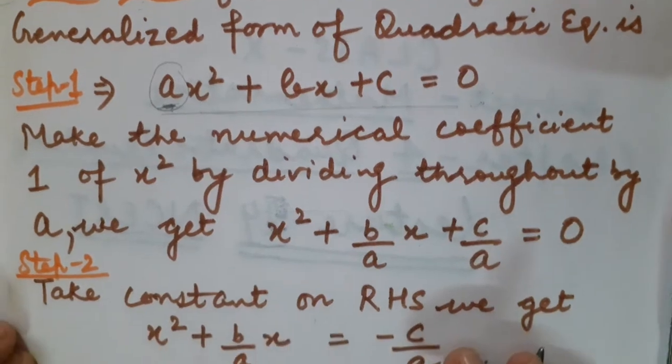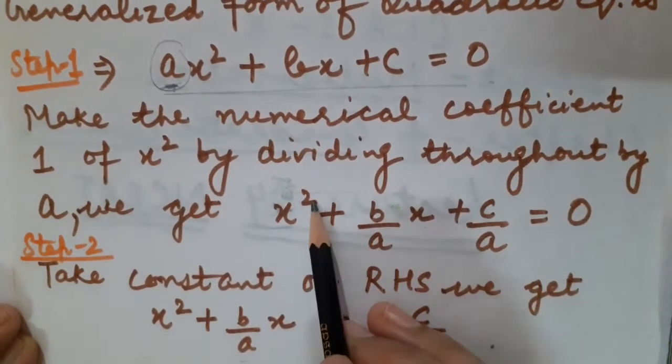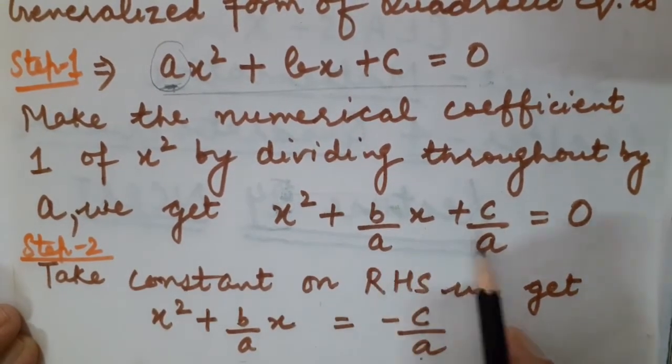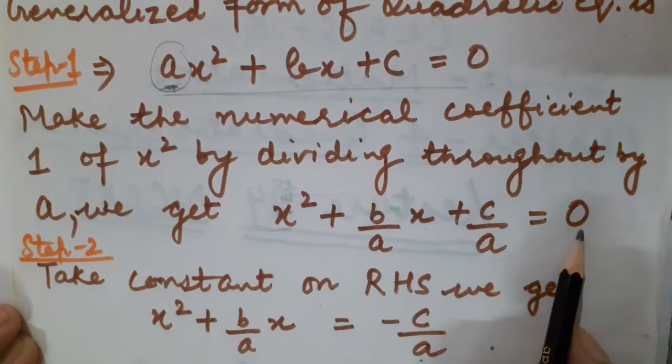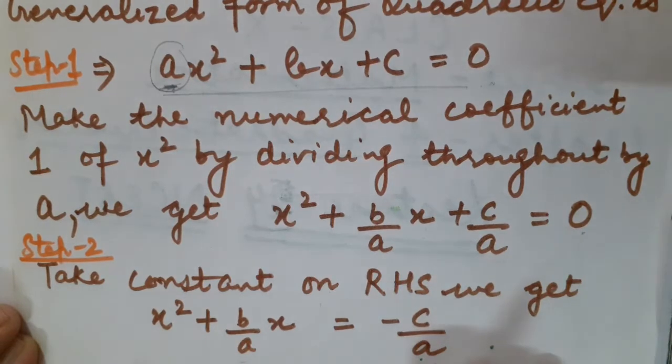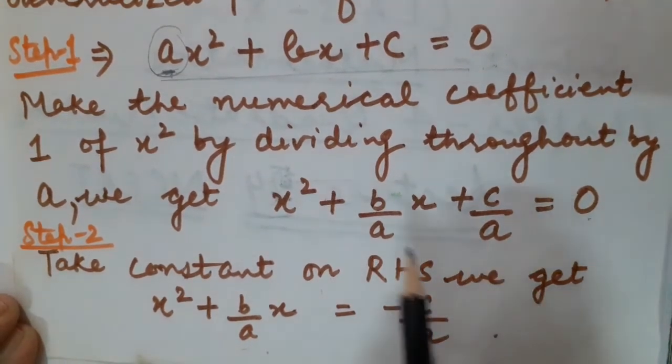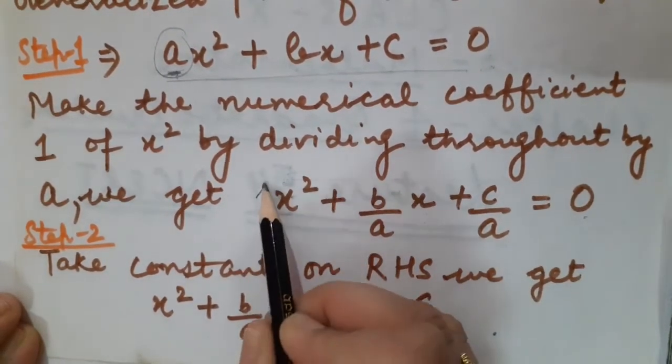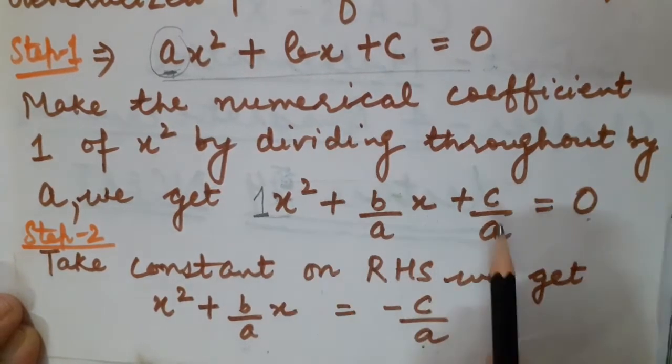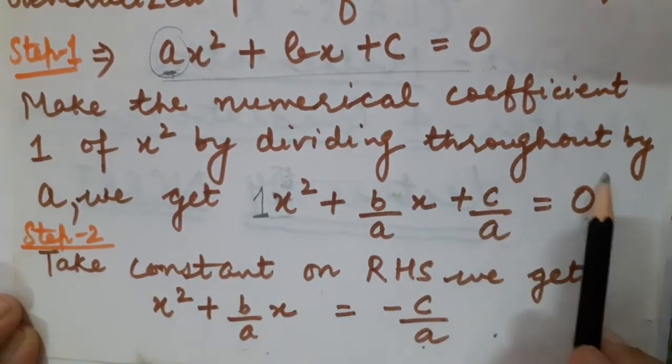So after dividing, children, I have got x square plus b upon a x plus c upon a is equal to 0, because 0 upon a will also give you 0. Correct? Now the second step is, after making the numerical coefficient of x square as 1, you have to take the constant term on the right hand side.